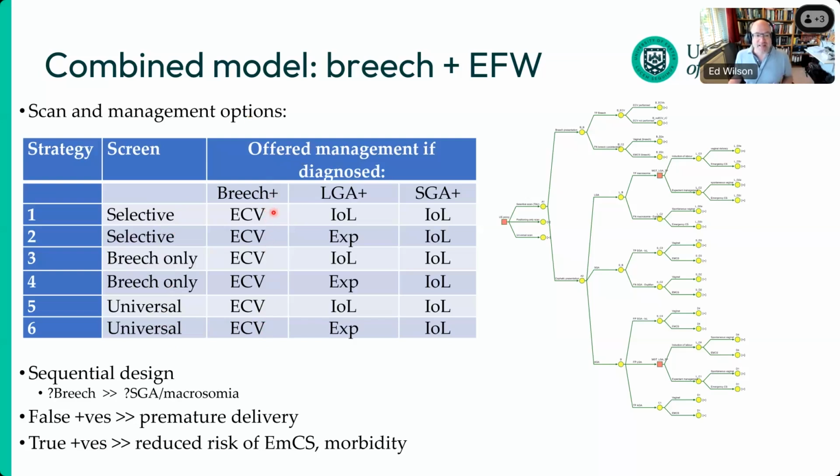If you detect a breech presentation, a baby the wrong way up, you can offer what's called ECV, external cephalic version, which is where you're trying to manipulate the baby the right way up. That actually happened to my mother, I should say, when I was born, and fortunately it was successful.